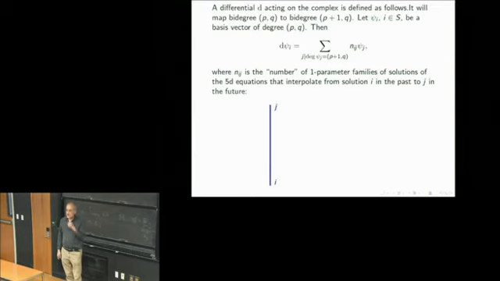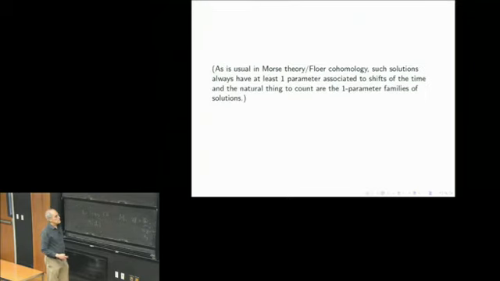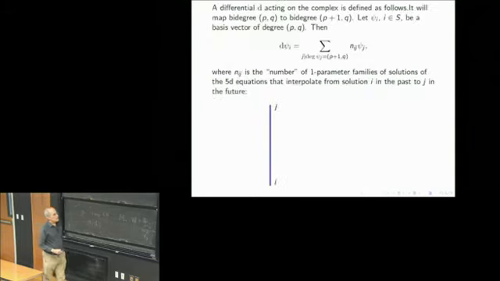The solutions will always come in families of at least one parameter, because the equation is invariant under time translations. So what you count are not solutions, but one-parameter families of solutions. There's a natural way to define a sign for a one-parameter family, and the counting of one-parameter families with signs gives an integer nij. As is usual in this type of field, such solutions always have at least one parameter associated to shifts of the time, and what one counts are the one-parameter families of solutions. So by counting one-parameter families of solutions, one obtains the differential acting on this complex.